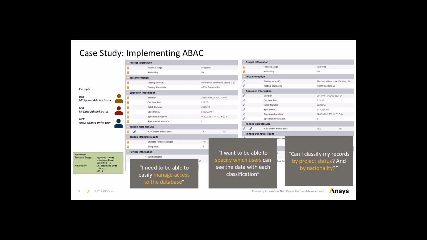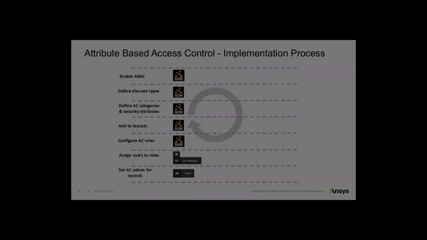Jack is a right user who manages in-testing and approved test data. He is also part of the UK team. How can Bob manage Jack's access?